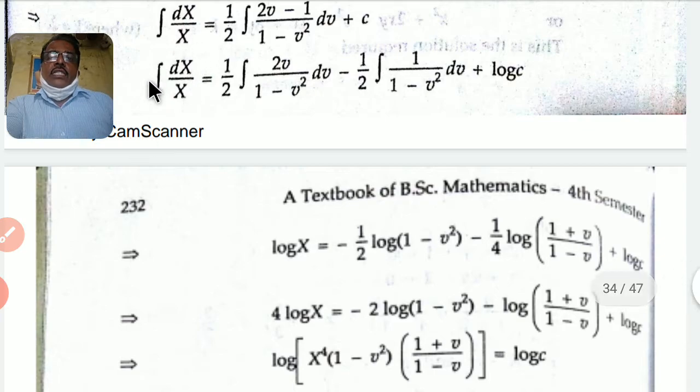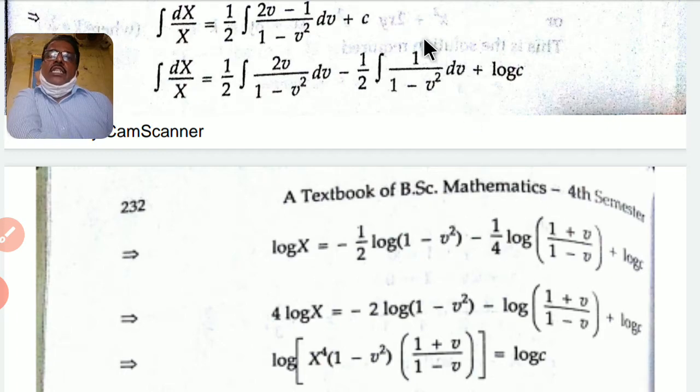Now the integration of dx by x is log capital X. Differentiating the denominator gives minus 2v dv, but 2v dv is there and the minus is not, so we can adjust the minus. Divide and multiply by minus, so minus 1 by 2, and its integration is log of 1 minus v square. Similarly here 1 by 2, and the integration of 1 divided by 1 minus x square is log of 1 plus x divided by 1 minus x.